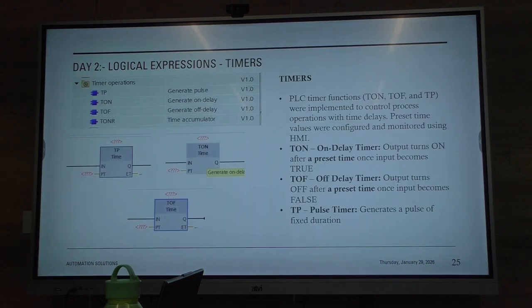In this timer, what will happen if you give the input for 2 seconds? You have set PT to 10 seconds, and the input is only for 2 seconds. When you switch off the input, the timer will automatically get 0 in this timer, the TON timer. But in the TONR timer it will store the elapsed time. It will not get 0.